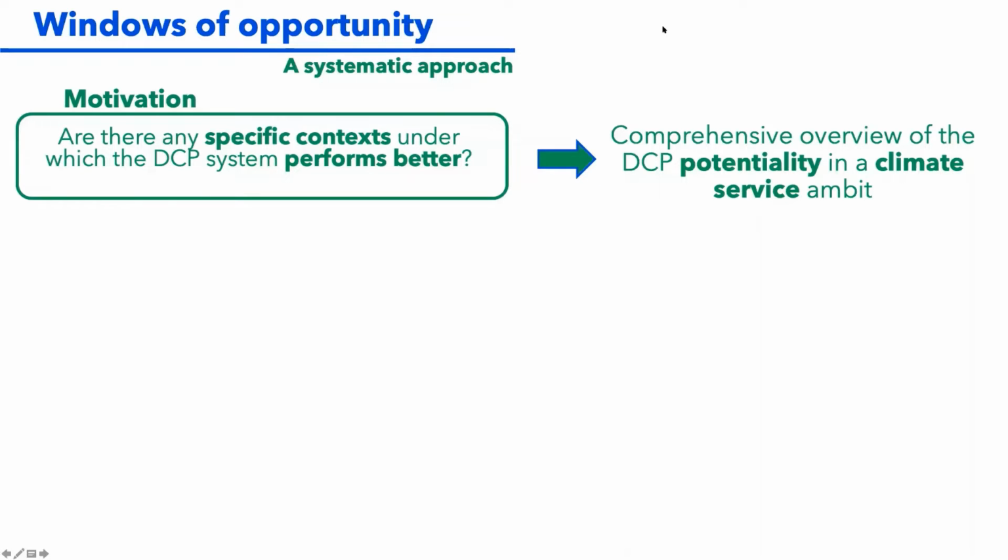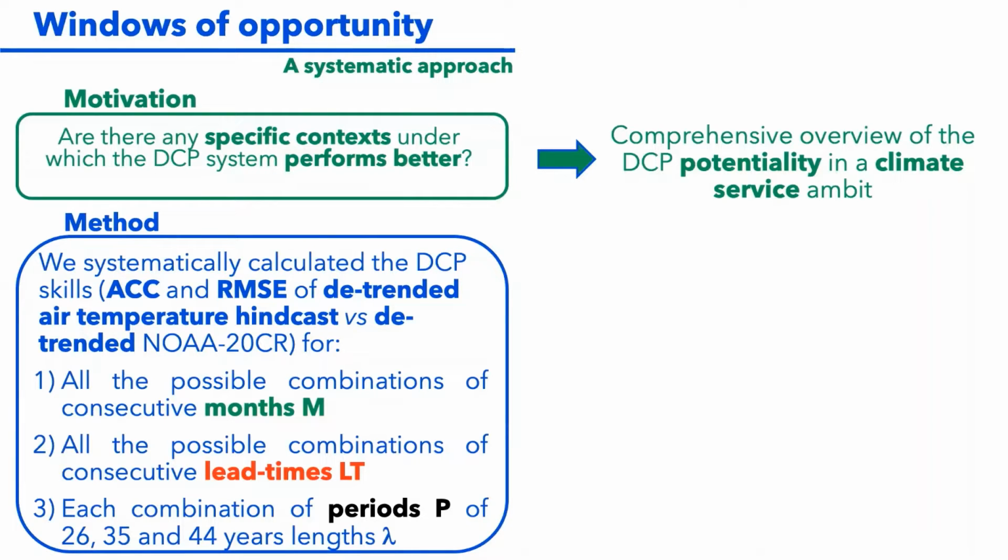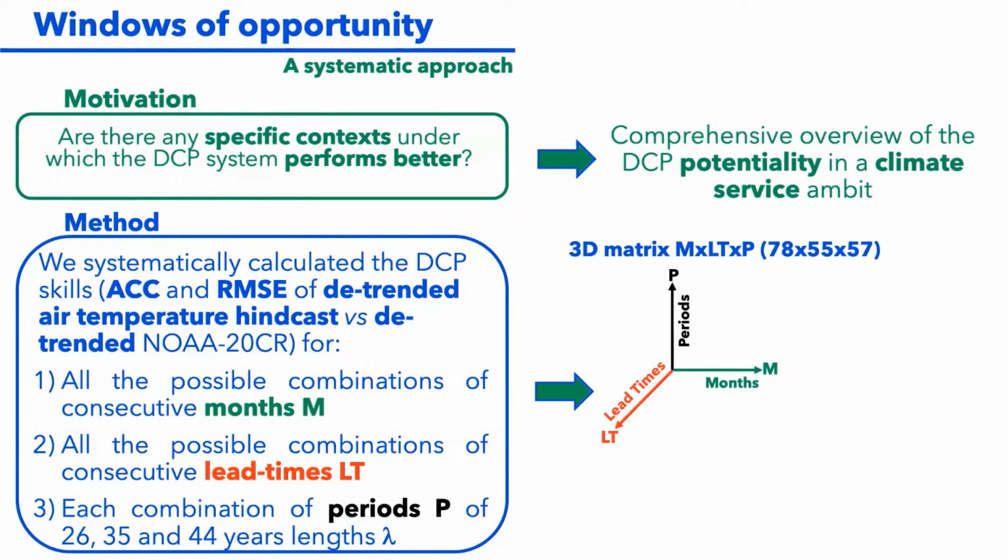So to try to answer this question, we systematically calculated the skill through ACC and RMSE of the detrended air temperature hindcast with respect to the detrended NOAA reanalysis data, and we did it for all the possible combinations of consecutive months, for all the possible combinations of consecutive lead times LT, and for all the combinations of period with lengths of 26 years, 35, and 44 years. In this way, we obtain a three-dimensional matrix of more than 200,000 skill values.